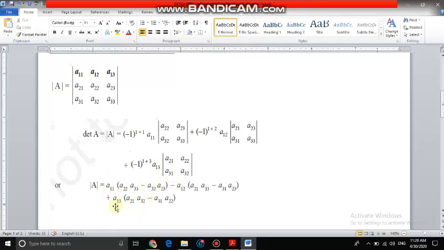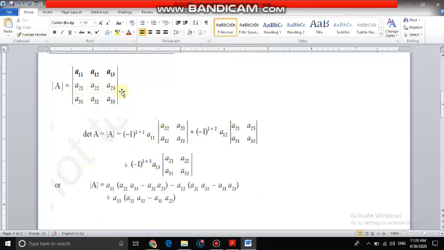If you write plus, minus, plus, automatically you can skip this -1 to the power 1 plus 1, -1 to the power 1 plus 2, -1 to the power 1 plus 3. These 3 terms you can skip, no need to write. But if you are using the second row to find the determinant, you can use any row to find the determinant or any column also. Understood? Any row or any column you can use to find the determinant. Here I explain with the help of the first row.